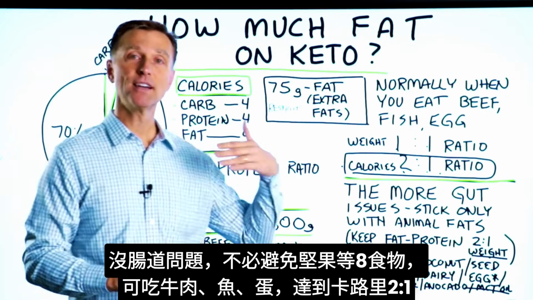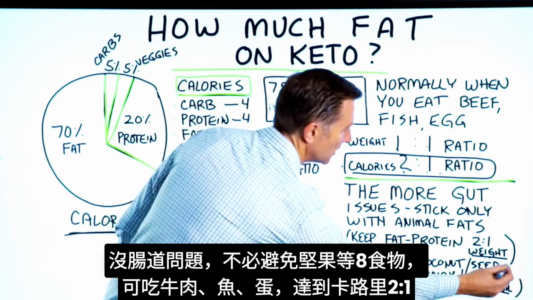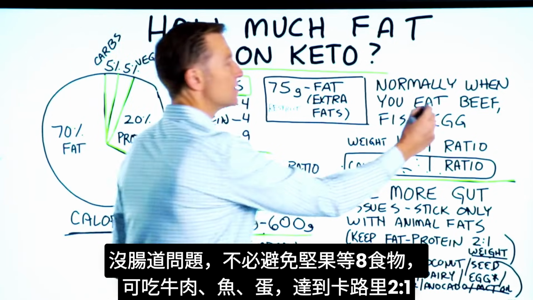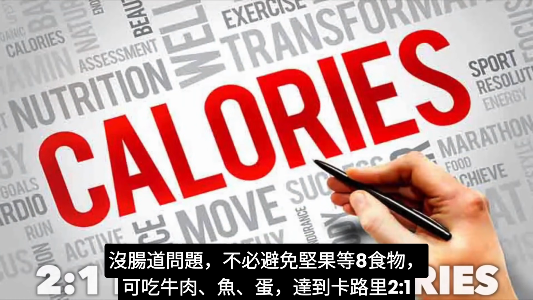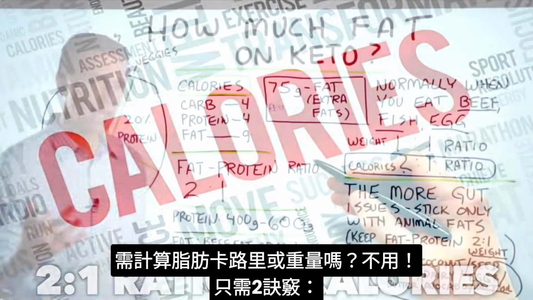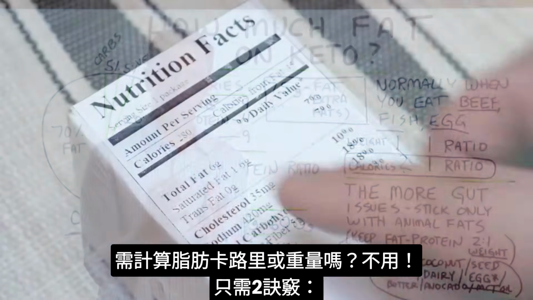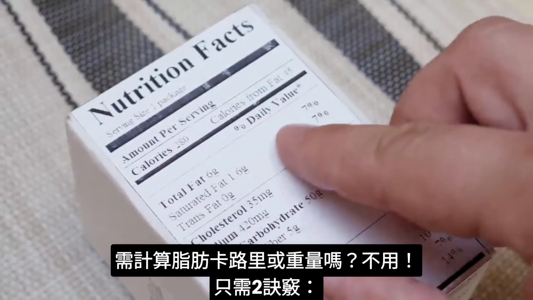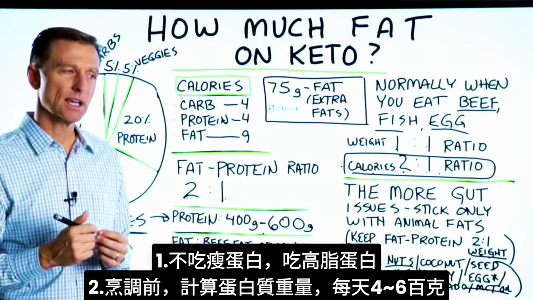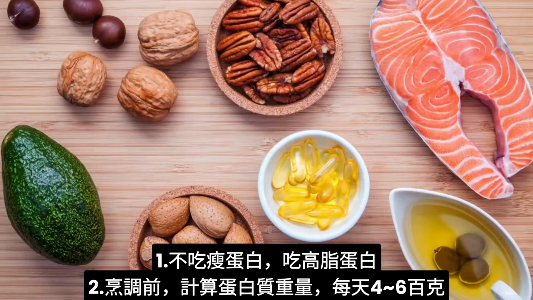Now, if you don't have a gut issue, you can do these fats right here, and you can consume beef, fish, and eggs normally like they are, and that will give you a 2-to-1 ratio in calories. Now, the last question is, are you going to be counting your calories or grams with fat? That's going to be very, very labor intensive. I'm just going to give you one little rule of thumb. I would mainly focus on not consuming protein that's lean, but protein that normally comes with the fat. I would consume fattier protein.